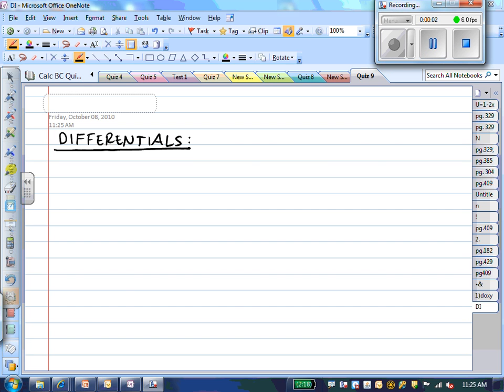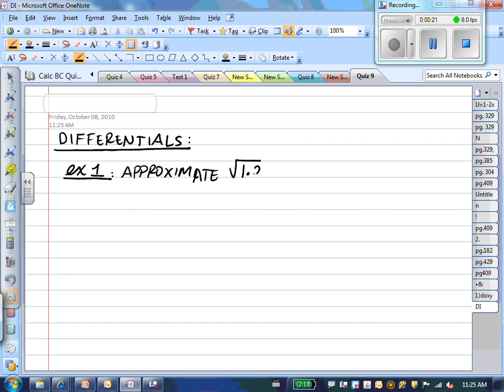For those that were gone for IASIS, I'm going to try to catch you up on Euler's method in a few minutes, but what we need to start with is the idea of differential. So let's say the problem we're asked to find is to approximate the square root of 1.2, okay? And let's say we don't have a calculator. Here's the idea behind what we're going to do.